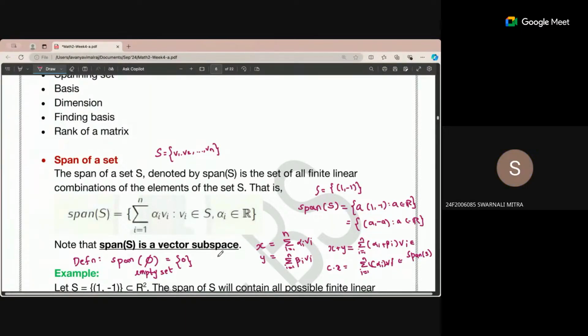Can you please explain the last point again? The last point, you mean scalar multiplication, c times x? Yes, ma'am. Okay. So the scalar multiplication, c times x, means you are multiplying c to each of these terms. So you have c times alpha i vi. The c comes in every term. So suppose you are having alpha 1 v1 plus alpha 2 v2, and then you are multiplying c with this whole term.